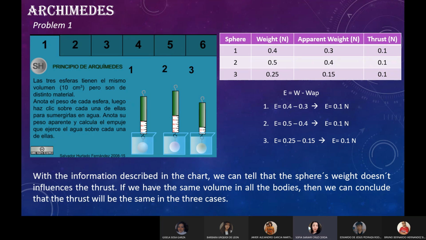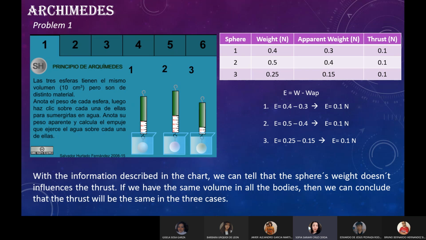I'm Sofia Saray Cruz Cerda, and I'm going to explain the first problem of Archimedes. We have three spheres that have the same volume, 10 centimeters, but they are made of different materials. The first sphere weight is 0.4, apparent weight is 0.3, and thrust is 0.1. The second sphere is 0.5, apparent weight of 0.4, and thrust is 0.1. The third sphere, weight is 0.25, apparent weight is 0.15, and thrust is 0.1.